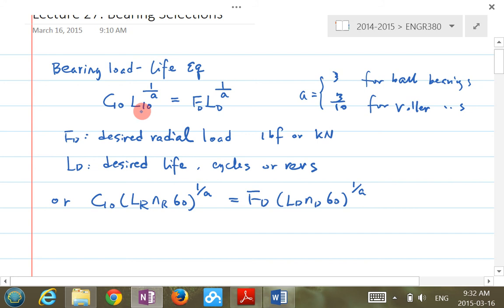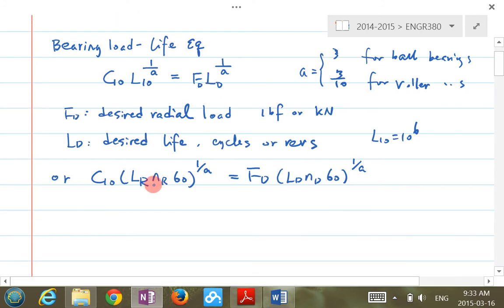From a different manufacturer it's slightly different, but mostly they use 10 to the power of 6 for L10. FD and LD are your desired radial load and the desired life. This is in terms of cycles. Sometimes what you're given is not the number of cycles but hours, so this is hours, and this is the desired speed.